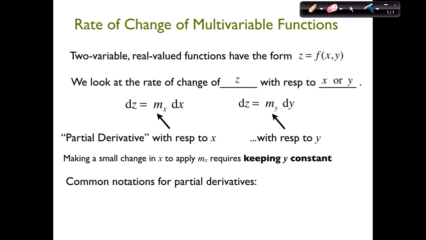Okay, so common notations, right? For the partial with respect to x, you'll see this. It's a Greek lowercase delta instead of d. So partial of z with respect to x, or if the function is called f, you could do partial of f with respect to x, or just f subscript x. Those all mean the same thing, the partial of the function with respect to x, and then the partial of the function with respect to y.